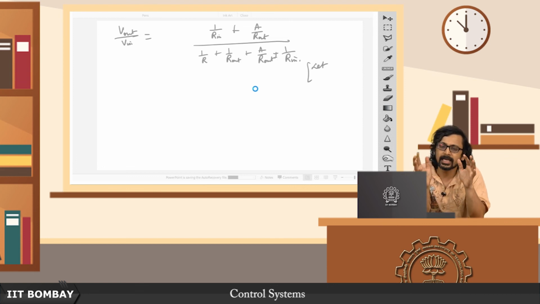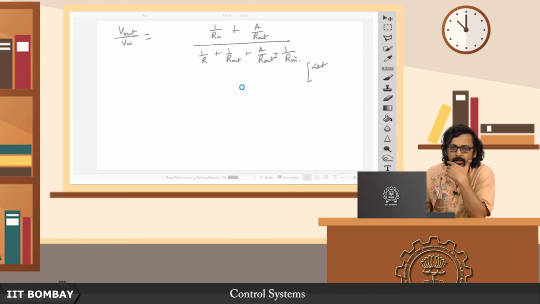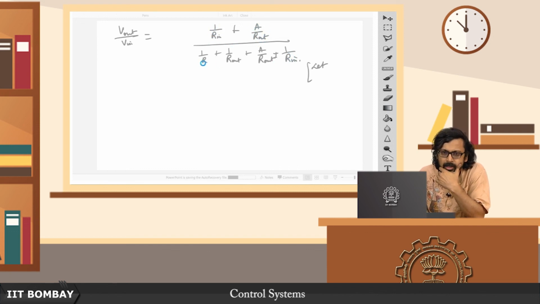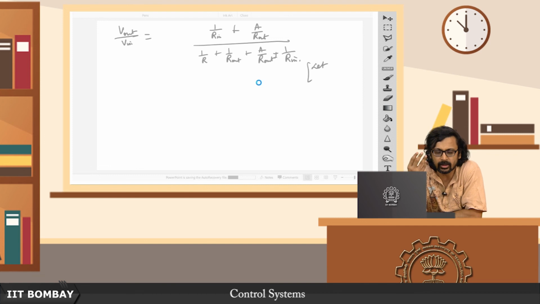But now suppose the gain A is not infinite, but R in is infinite. Then what happens? This A by R out will remain, only this 1 by R in vanishes from here and 1 by R in vanishes from here. So what you have in the numerator is then A by R out, and in the denominator 1 by R plus 1 by R out, plus A by R out. So that is not going to be equal to unity, right? The way you can make this tend to unity is if you have reasonably high values of A, maybe short of infinity.